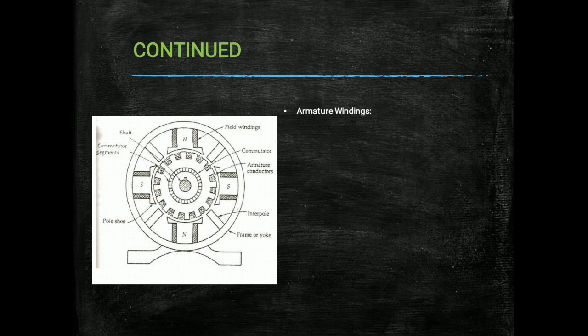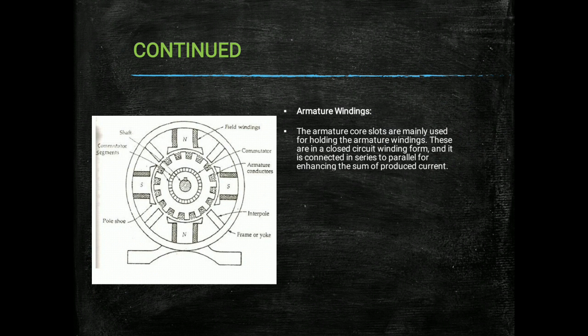So number one, the armature windings. The armature core slots are mainly used for holding the armature windings. Several types of slots are present. In case of a high speed generator, the closed slot or semi-open slot is used, and in case of a low speed generator, the open slot is used. It is connected in series or parallel to enhance the sum of the produced current.